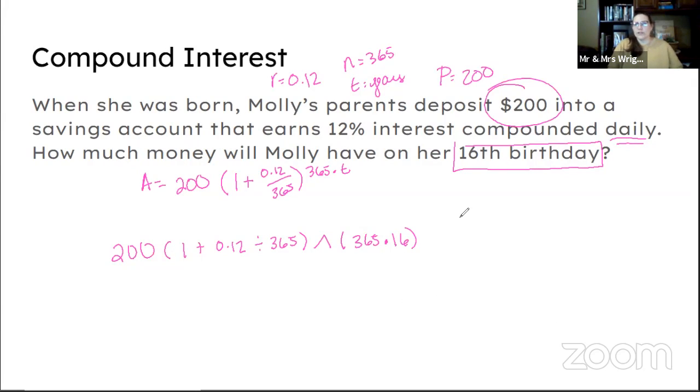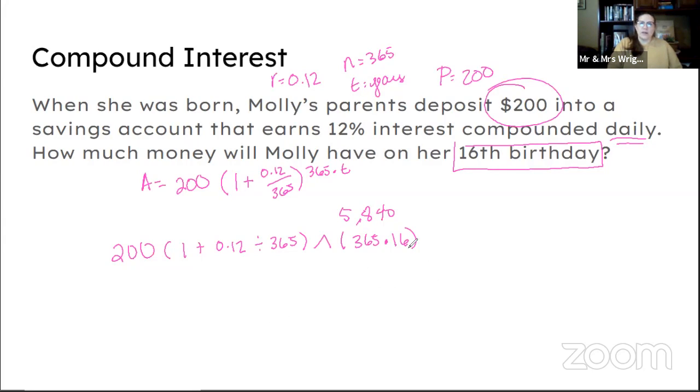Now, another way you could do this is you could take your calculator and just do 365 times 16 and figure out what that number is. And it's 5,840. So you could instead do 5,840 instead of the parentheses here. But I'm going to do it the original way. 200, open parentheses, 1 plus 0.12 divided by 365, close parentheses, caret, open parentheses, 365 times 16, close parentheses, hit enter.